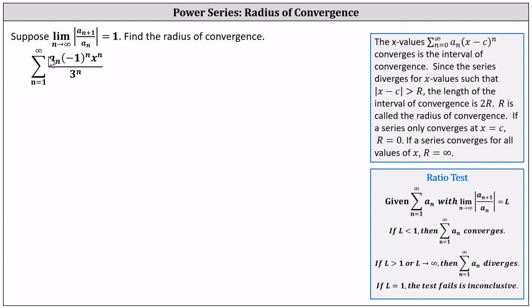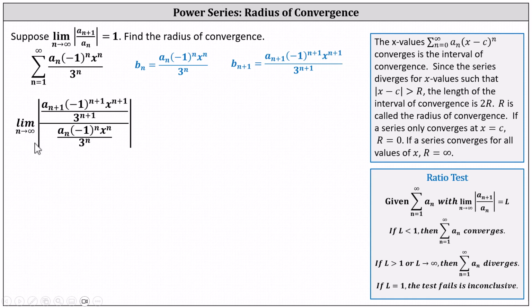Because the given formula uses a sub n, let's let b sub n equal the given formula, and now determine b sub n plus 1 by replacing n with n plus 1. And now set up the limit, which in our case will be the limit as n approaches infinity of the absolute value of the quotient of b sub n plus 1 and b sub n. And now let's write this quotient of quotients as a product of quotients. We can do this by multiplying by the reciprocal of the fraction in the denominator.